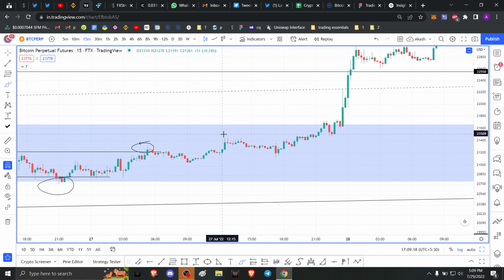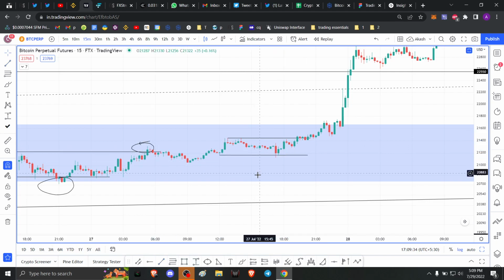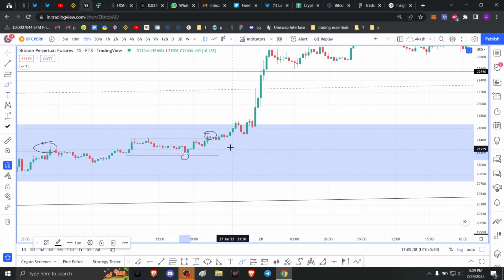But even then, you can see there was another set of manipulation patterns here. Let me just quickly show you. Again, liquidity collected. Let's go back to the origin of this move. Liquidity collected. There you have it. And then the price basically rallies, right?